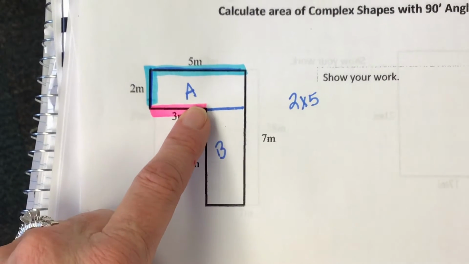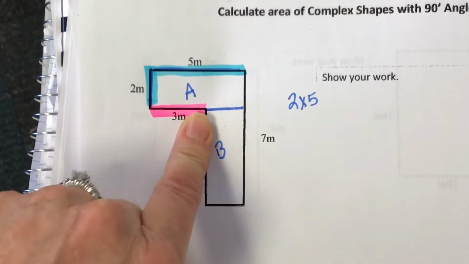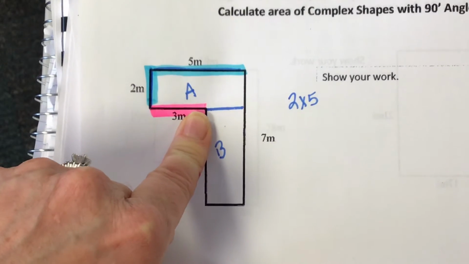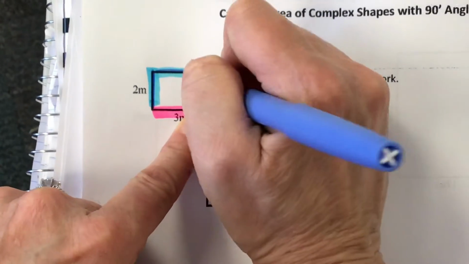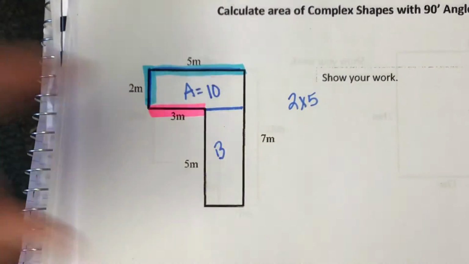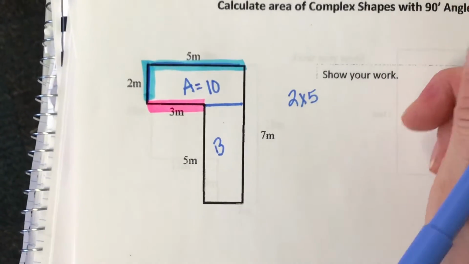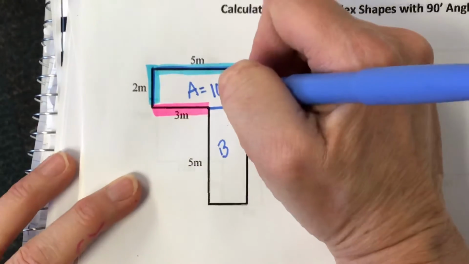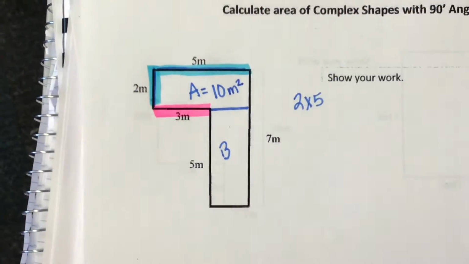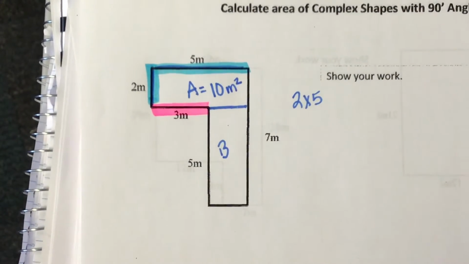If area equals length times width, what is the area of rectangle A? Gage? Right, and I would even just write that right here. 10, and what's our unit? Who can remember for area? What do we call our unit there? Nora? Meters squared.